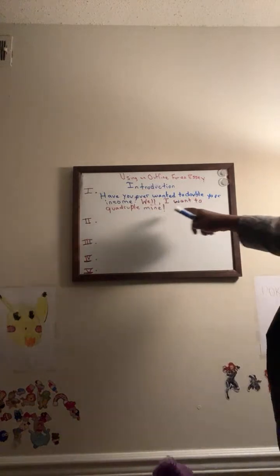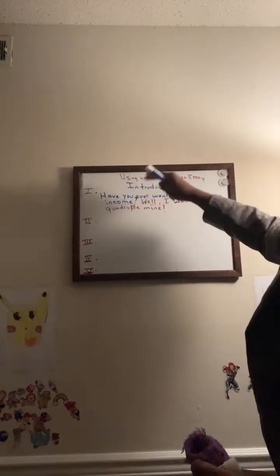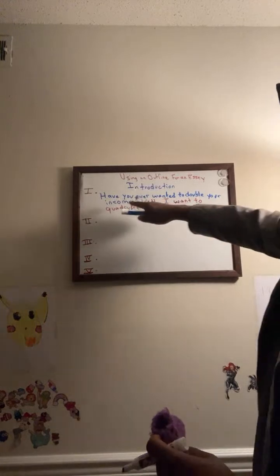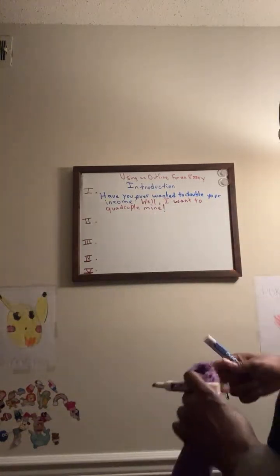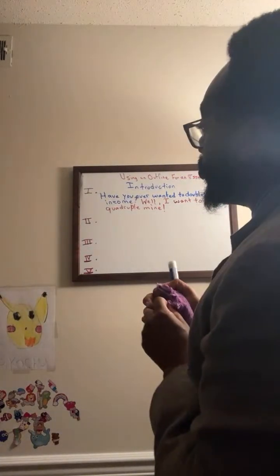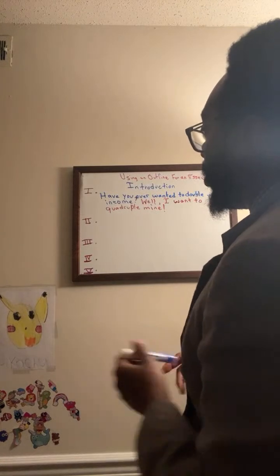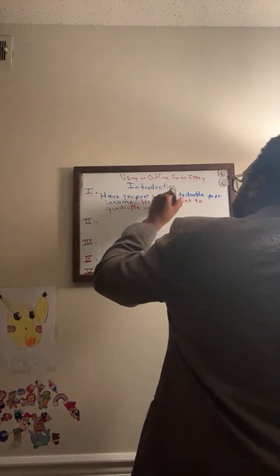So here's what I have. Have you ever wanted to double your income? I'm on Roman numeral 1 of my introduction, using this outline. This is an outline for an essay. Remind yourself, this is just the outline. Have you ever wanted to double your income? Well, I want to quadruple mine. Here's my thesis statement. I'm going to tell you 3 big facts on how I'm going to quadruple my income.